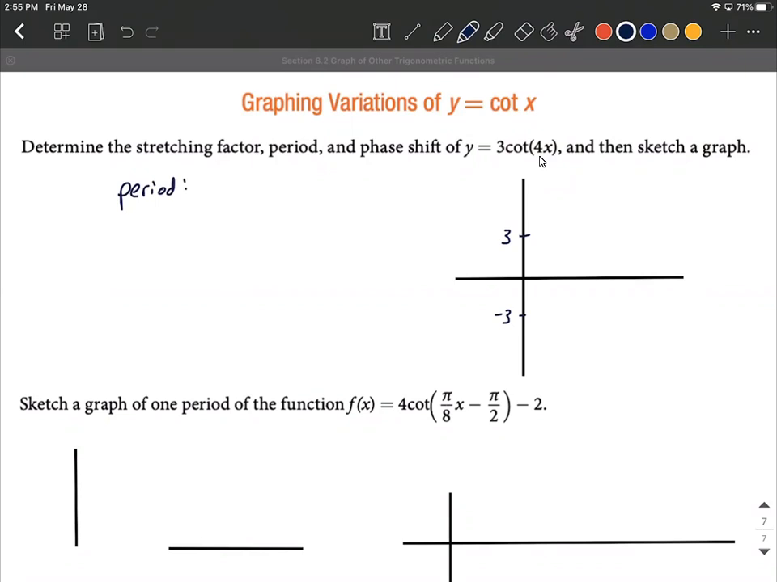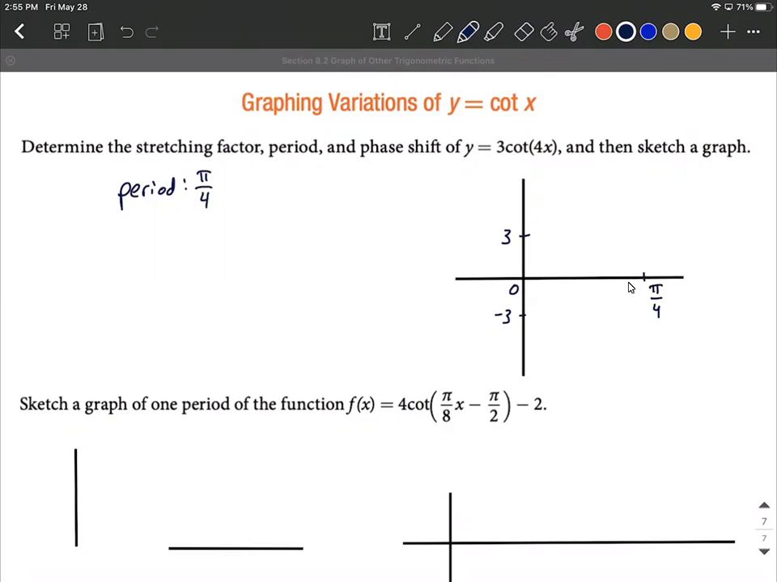Now, normally the period of cotangent is just going to be pi, just like tangent, which also has a period of pi. But then to get the total period, for that multiple on the inside, the 4, we're going to take the original period and divide by that multiple. So what that tells us is that the entire period, the total distance traveled from beginning to end, is just going to be pi over 4 as opposed to the original pi. All right, so this is going to start at 0 and end at pi over 4.